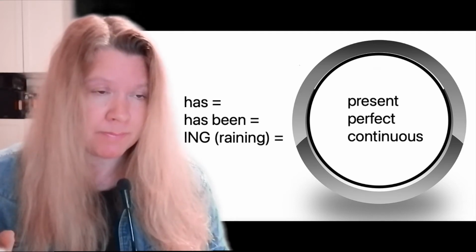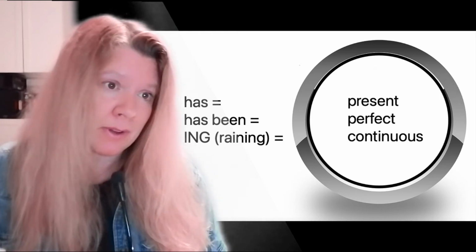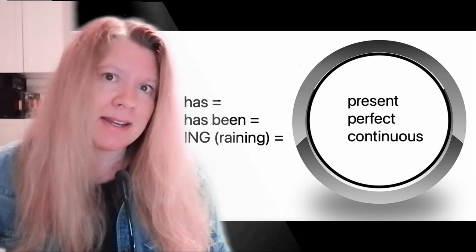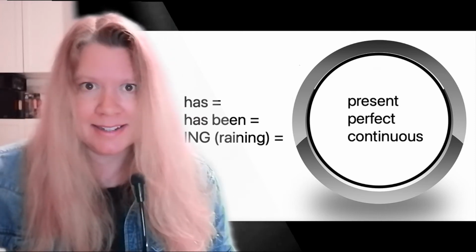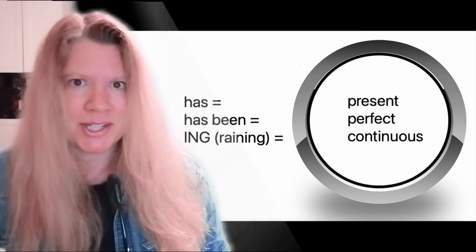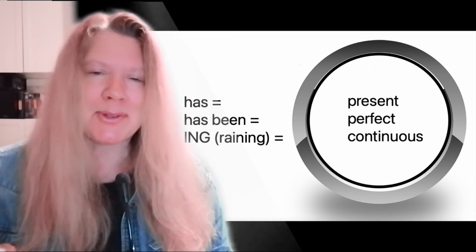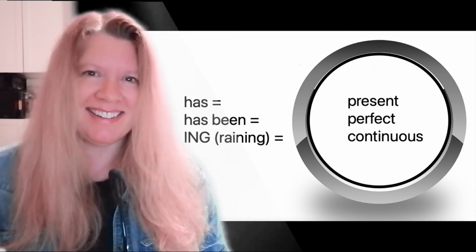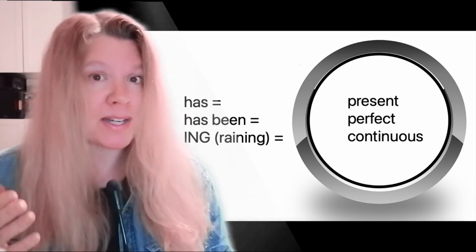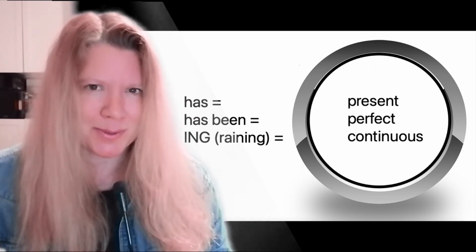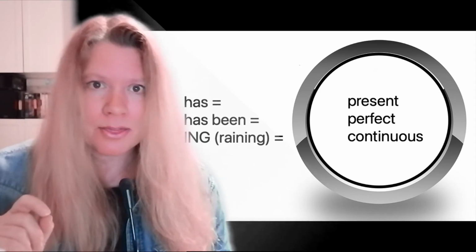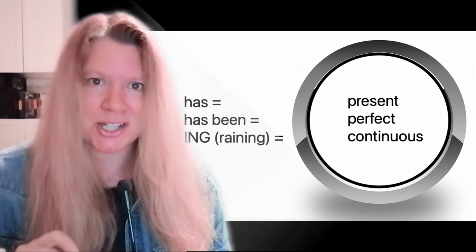You have to be careful because you must also add been. Americans pronounce it ben, but in British English they say been. Some students will say been. I have been. So if you want to say ben, that's fine. If you want to say been, that's okay too. Has been plus the action, the verb, and ing.